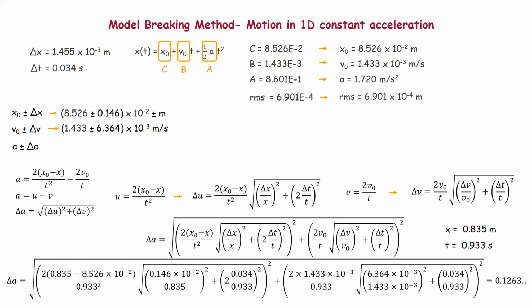So the result of the acceleration information should be 1.720 plus or minus 0.126 meters per second squared. We write delta A in the same form as A, with 3 digits after the decimal point. The next thing is doing similar things for the card B.